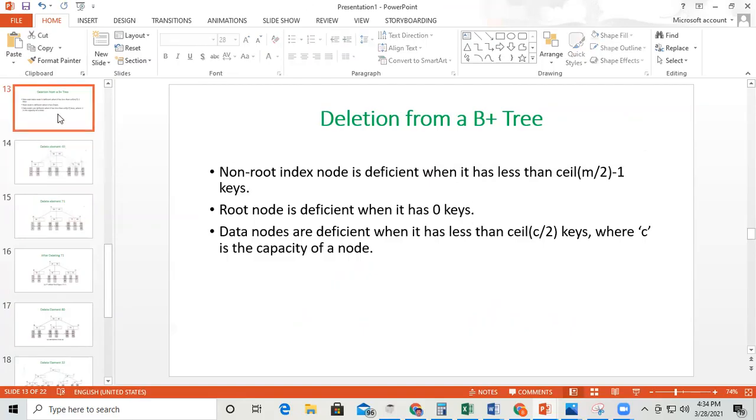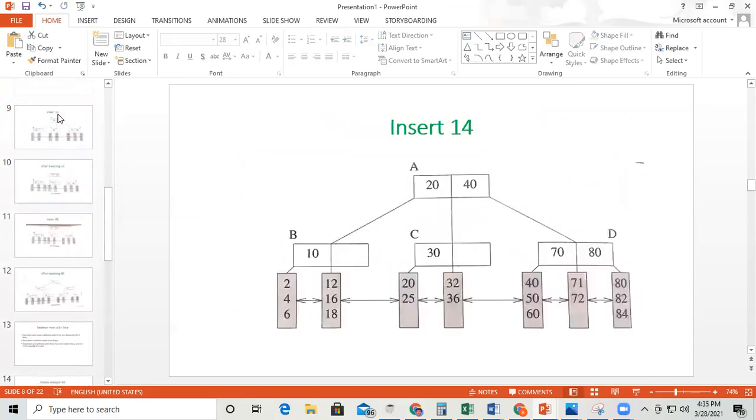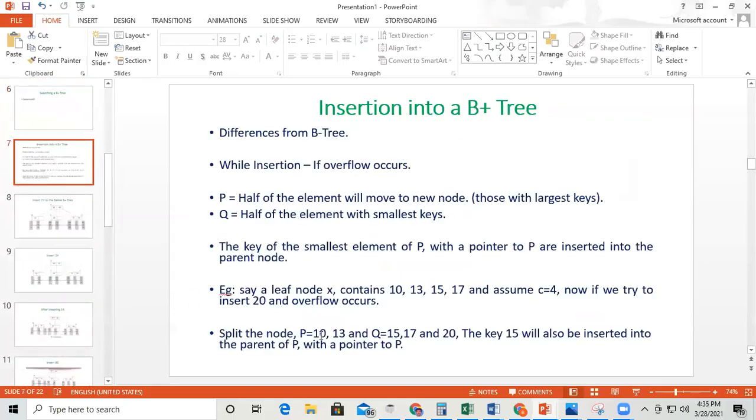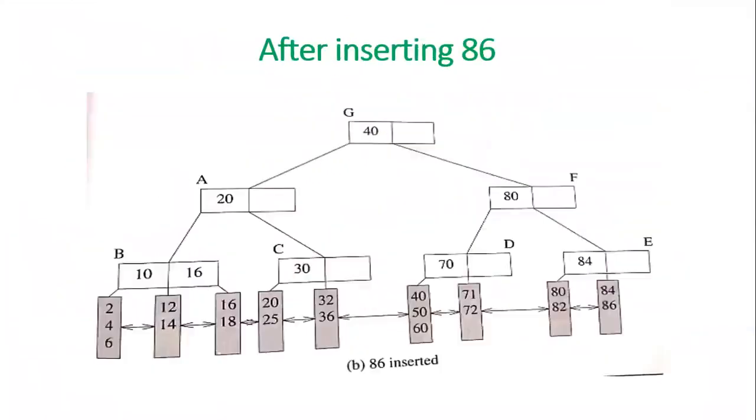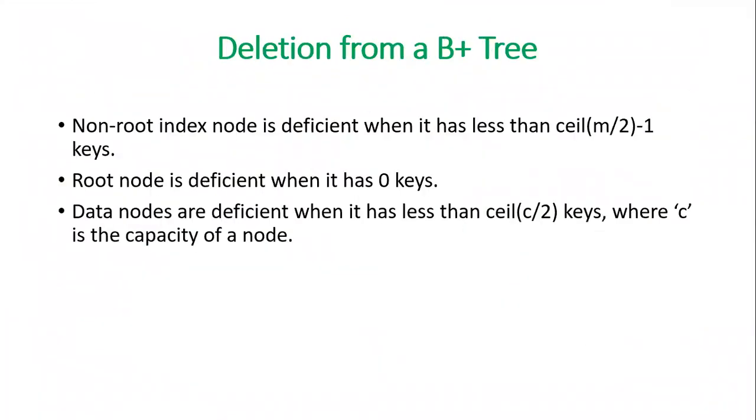By the way, this also will update. So this should be Q and this should be P. Sorry for the disturbance in between. So this is the rule for deletion. When you delete, a node may become deficient. Deficiency in an index node occurs when it has less than ceil of m by 2 minus 1 keys. Deficiency in the root node occurs when it has 0 keys. Deficiency in a data node occurs when it has less than ceil of c by 2 keys, where c is the capacity of the data node.